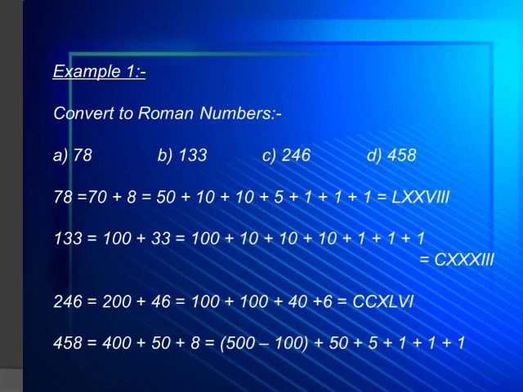So 500 minus 100, what is the value for 500? It is D. And what is the value for 100? It is C. As it is a subtraction, you will write C before D. And what is the value for 50? It is L. And for 5 it is V. Then 1 plus 1 plus 1, you will write 3 I's together. So what is the Roman numeral for 458? It is CDLVIII.